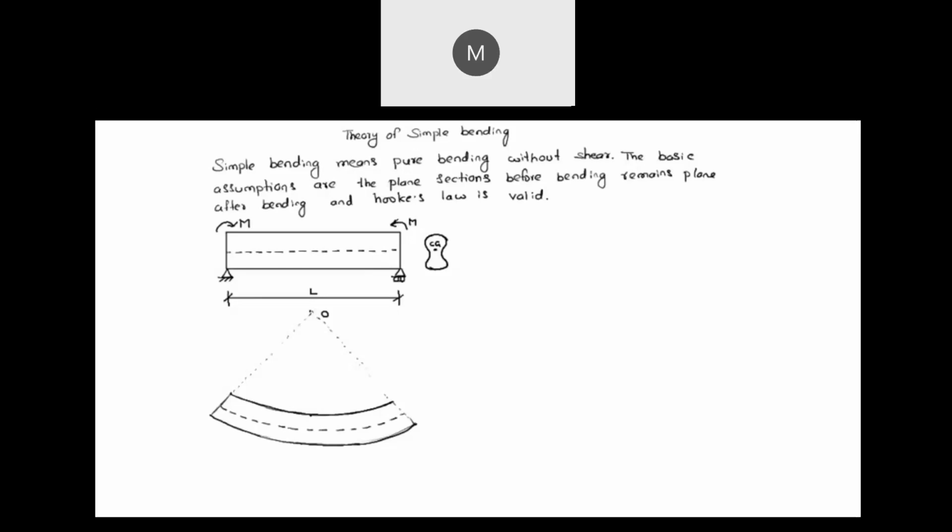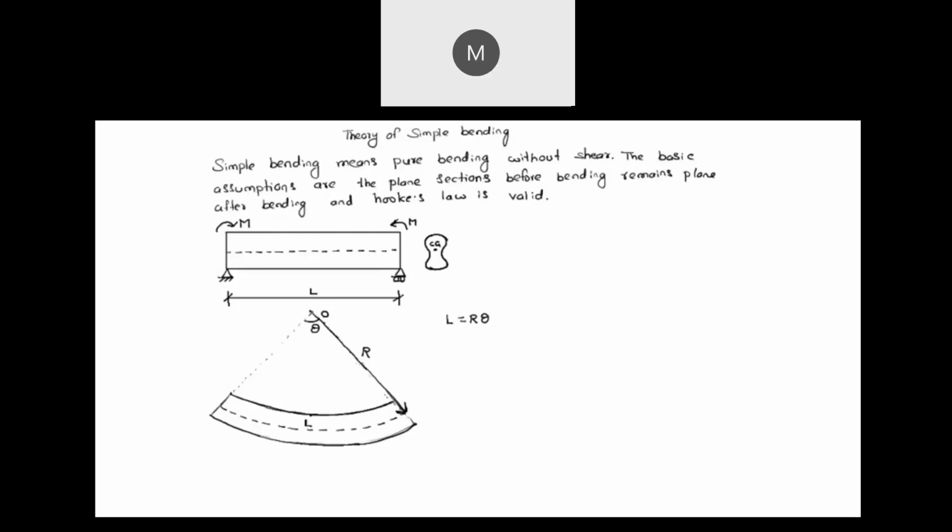The length of neutral axis remains the same as L, and the layers above the neutral axis get compressed, and the layers below the neutral axis get elongated. The radius up to the neutral axis is called R. The radius of the curvature of this deflected shape up to the neutral axis is R. And let us take this angle as theta, then R into theta equals L.